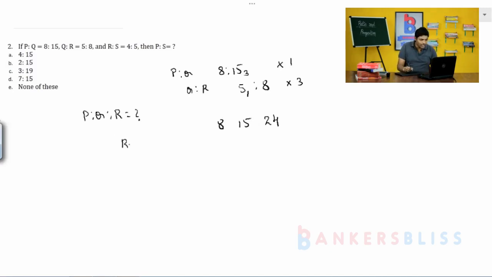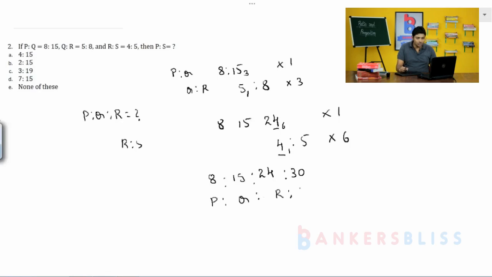Next you have R is to S. So R is to S means 4 is to 5. So you have to make this one as common. So what is the ratio between 4 and 24? 4 1s are 4, 4 6s are 24. Okay, so you multiply these terms by 1 and you multiply these terms by 6. So 1 into 8, 8, 1 into 15, 15, 1 into 24, 24, 6 into 5, 30. So the ratio between these four values, P is to Q is to R is to S, is 8 is to 15 is to 24 is to 30.